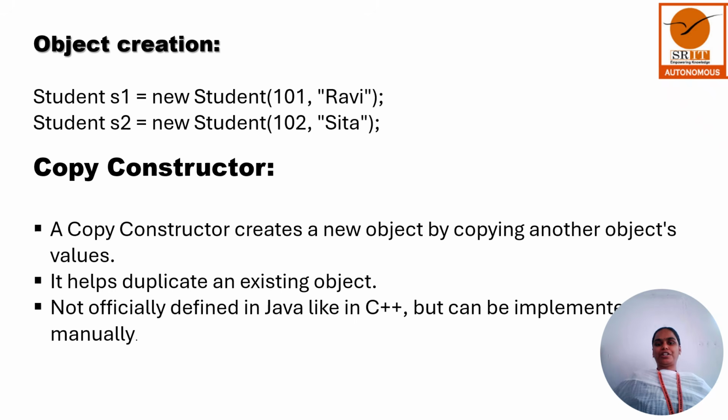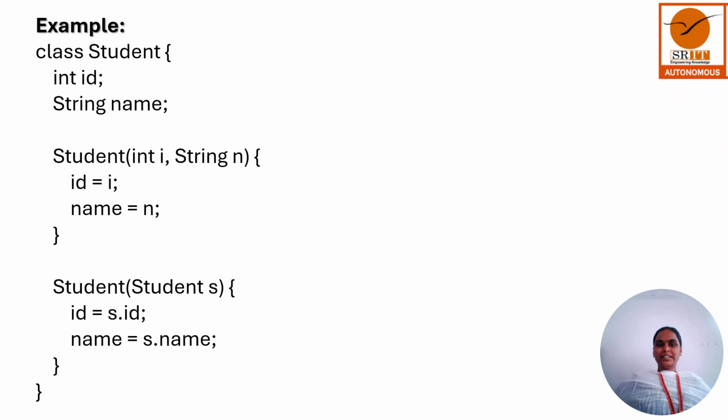Thirdly, copy constructor. A copy constructor creates a new object by copying another object's values. It helps duplicating an existing object. This is the example for copy constructor. Here the first student details are copied to the second student details.